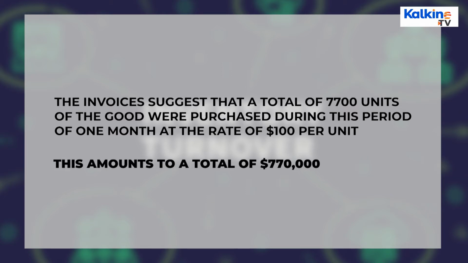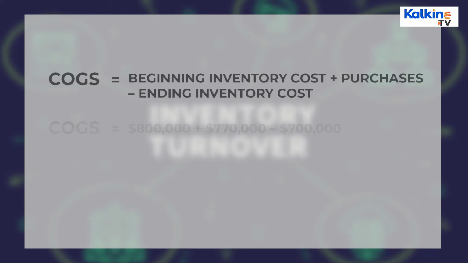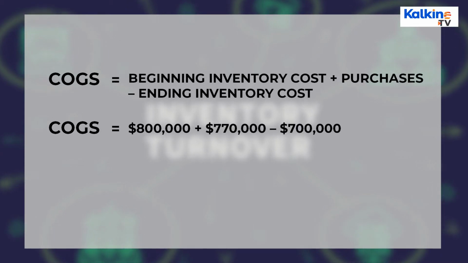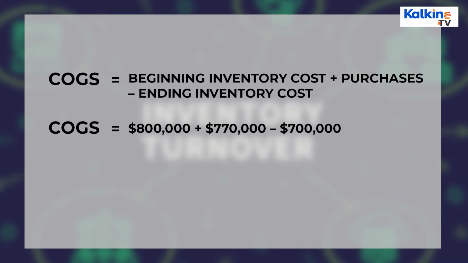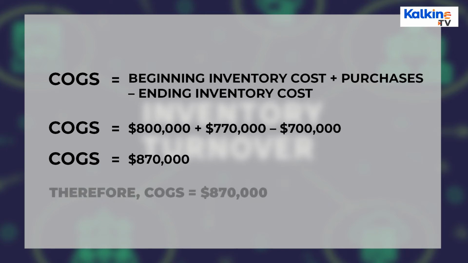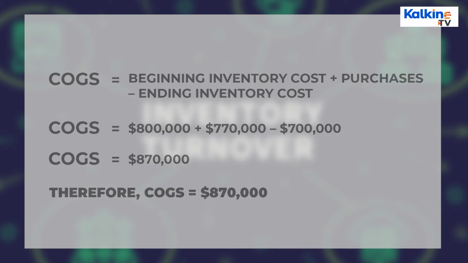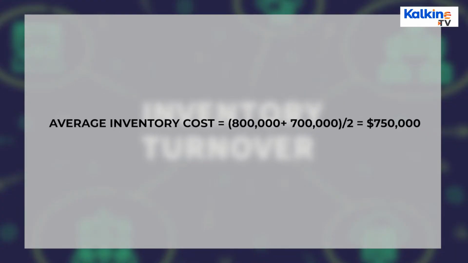This amounts to a total of $770,000. COGS can be calculated as beginning inventory cost, $800,000, plus purchases, $770,000, minus ending inventory cost, $700,000. This is equal to $870,000. Therefore, the cost of goods sold is $870,000. Average inventory cost can be calculated simply by taking the average of beginning and ending inventory.